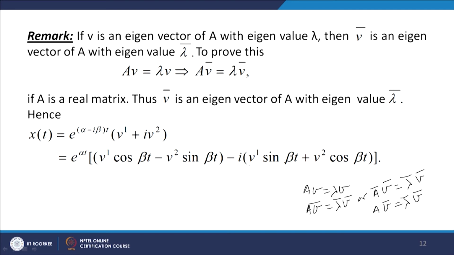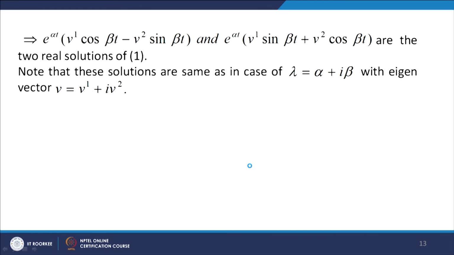So, corresponding to alpha + i beta, we find two real valued solutions of the vector differential equation, and that gave us all the three solutions together with the solution for lambda = 1. So, these are the two real valued solutions, and these two solutions are the same as in the case of alpha + i beta with eigenvector B1 + i B2.